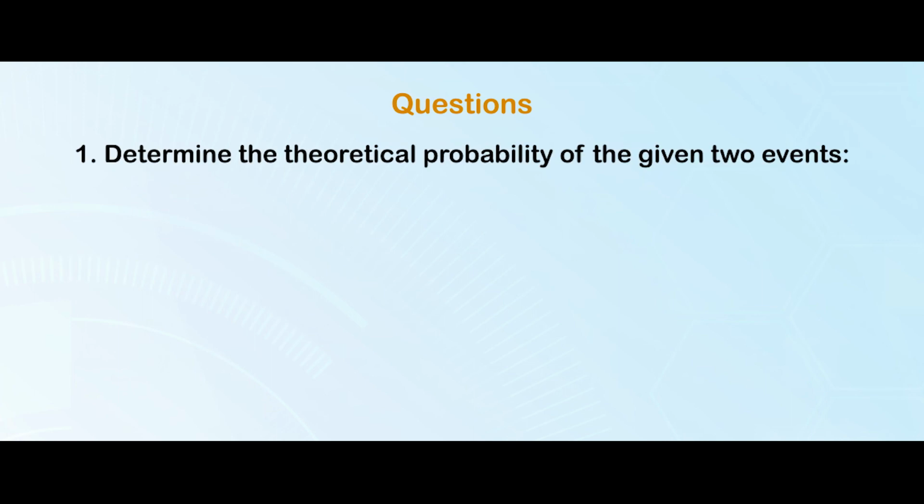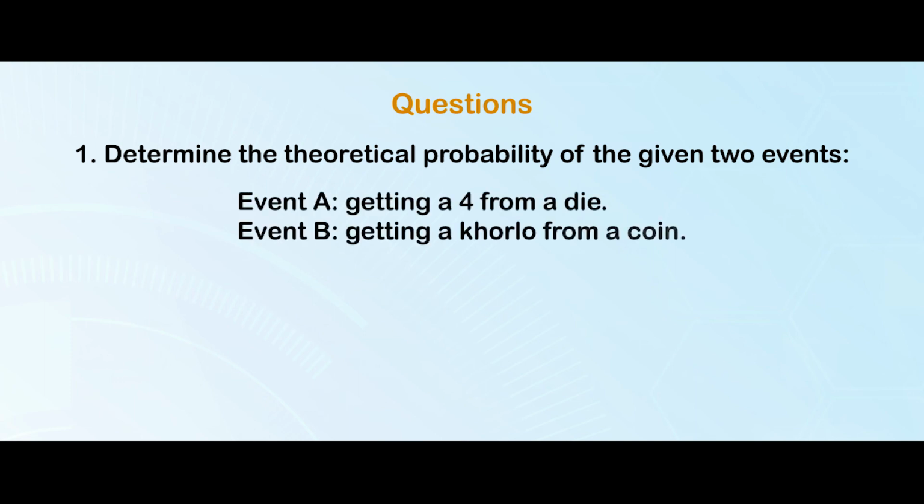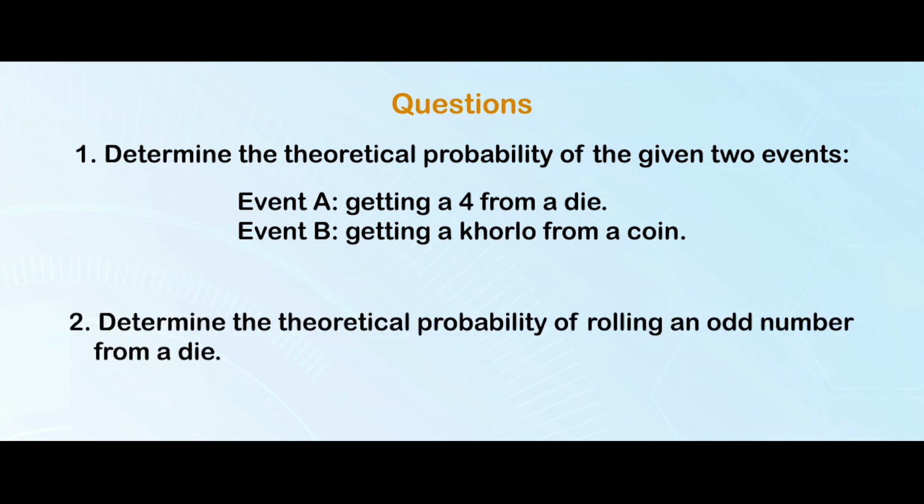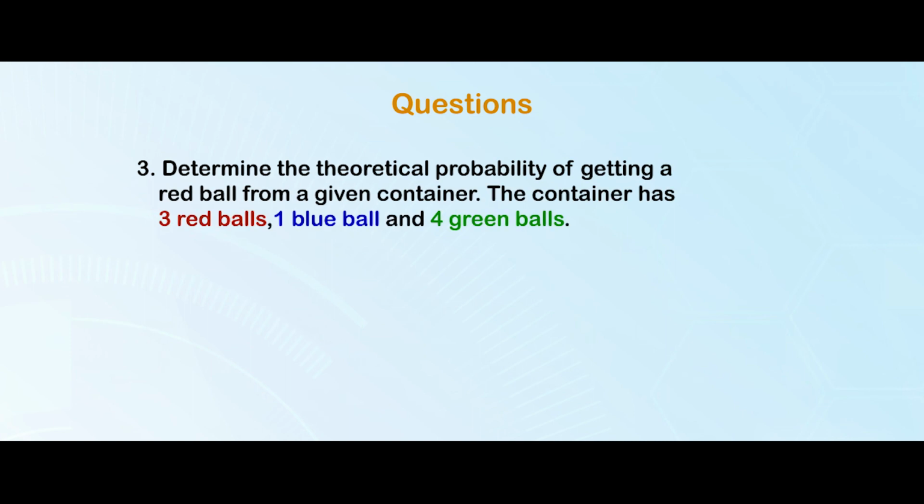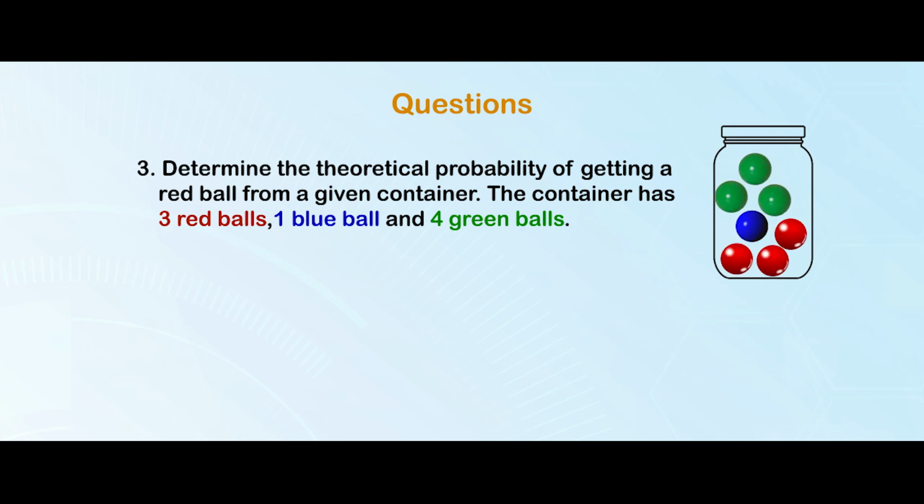The first question is, determine the theoretical probability of the given two events. The events are getting a 4 from a die and getting a kholo from a coin. The second question is, determine the theoretical probability of rolling an odd number from a die. The third question is, determine the theoretical probability of getting a red ball from a given container. The container has 3 red balls, 1 blue ball, and 4 green balls.